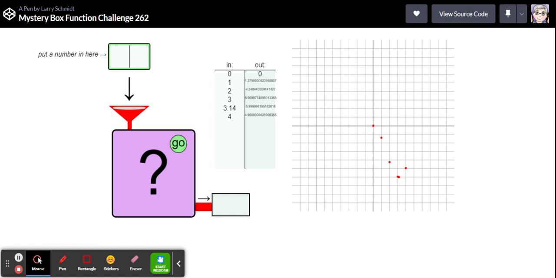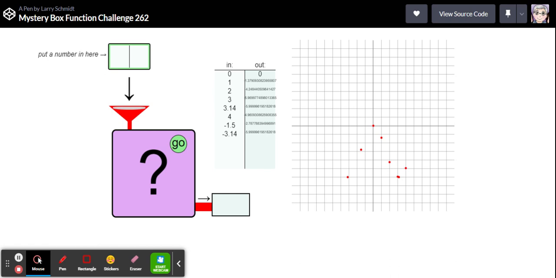Let's put in some negative values too. I'm going to put in a -1.5. And I'm going to put in a -3.14. So approximations for pi over 2 and pi, or negative pi over 2 and negative pi.